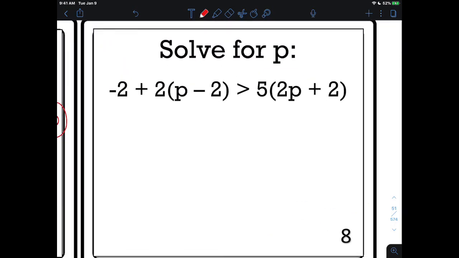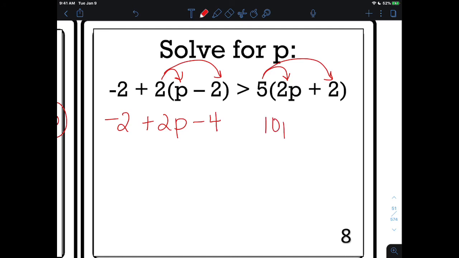All right, same thing here. Let's go ahead and first get rid of these parentheses. I don't like dealing with those. Okay, did I multiply or divide by a negative number on both sides? No, I did not. So my symbol's going to stay the same.